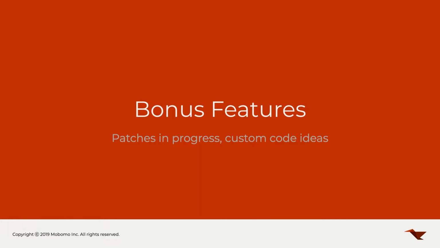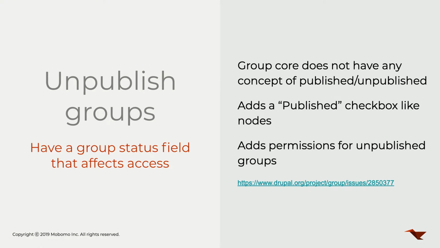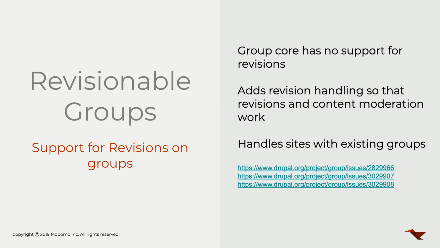When I say bonus features here, some of this stuff is absolutely critical, but it's bonus in that it's not in core. There's some stuff that's in progress. There are things that you may want to try, but that's just a way to group these together. So the first thing here is unpublishing groups. In group core, there is no concept of a published or unpublished group. So there's a patch here in this issue. There are actually multiple patches you need to get a published checkbox, basically. It also adds permissions for unpublished and published distinctions.